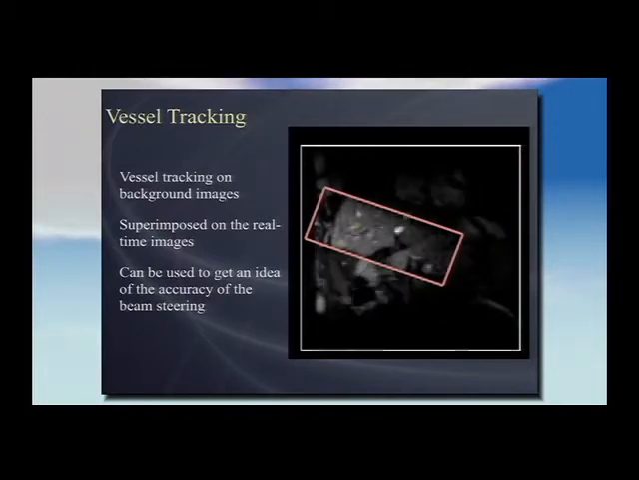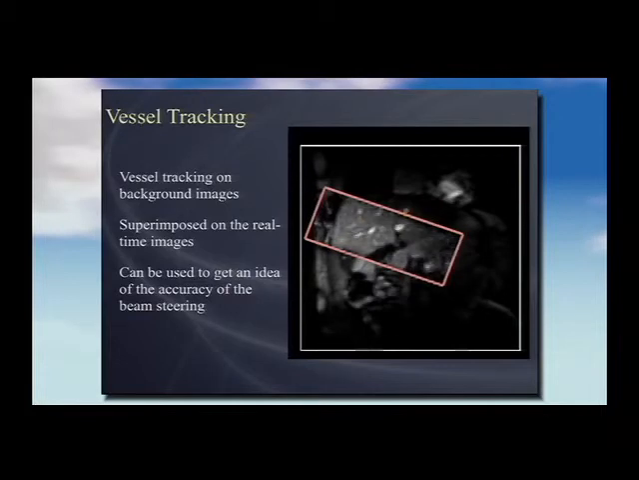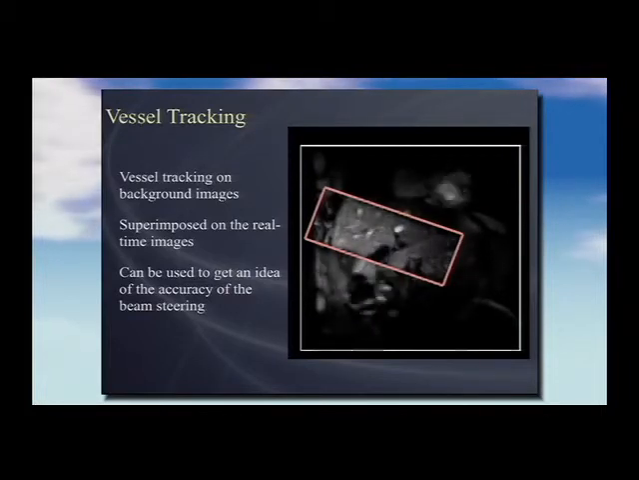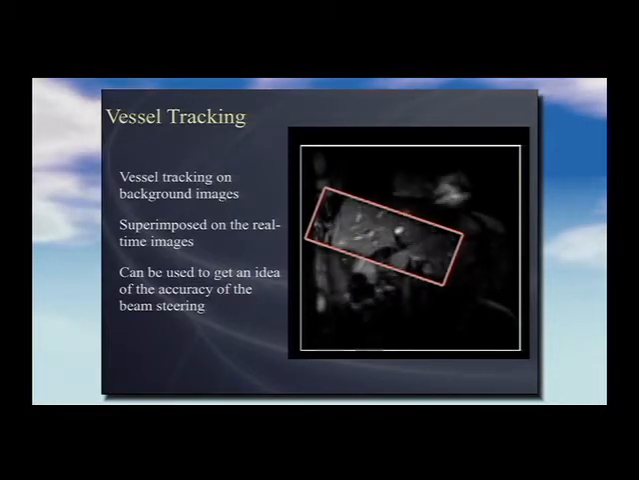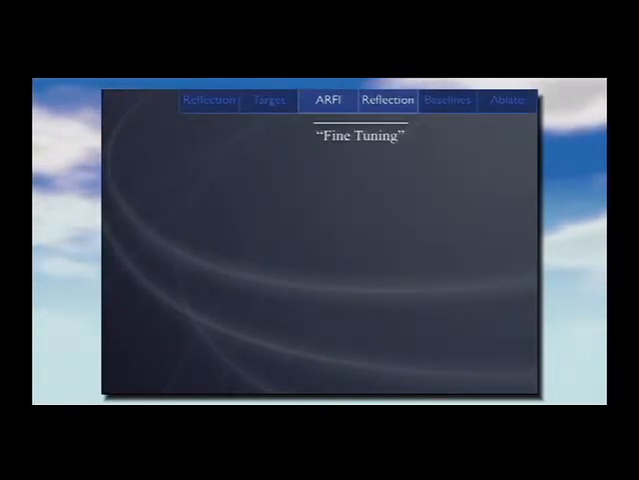that are tracking different vessels in the liver. And what we can see is that they have a reasonable correspondence to the motion of the vessels that you can see in the real-time image. So that's giving you a good idea of how well we're tracking the liver motion, and therefore how good our beam steering will be. We do need to go back and quantitate that a little bit more.